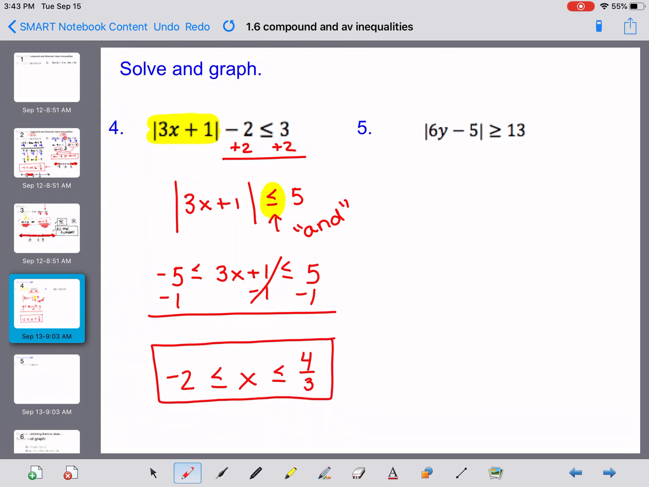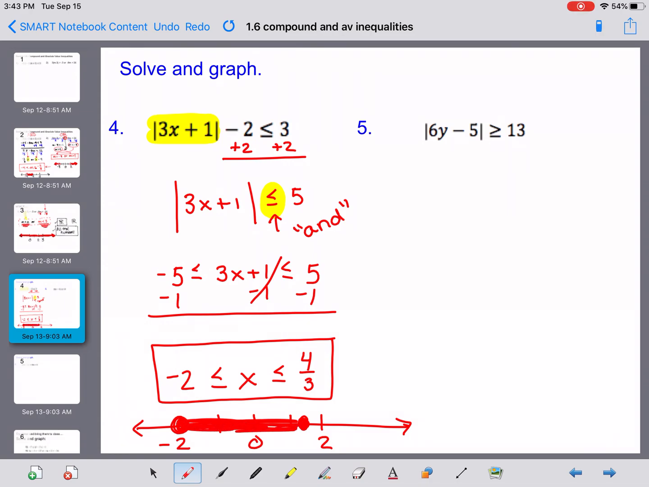And that would be your final answer, right? And then my graph, I have a closed circle here. I have a closed circle on 4/3, which is right about here. And my shading would be in between.